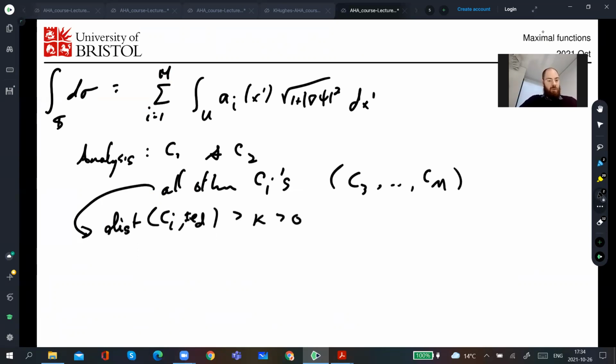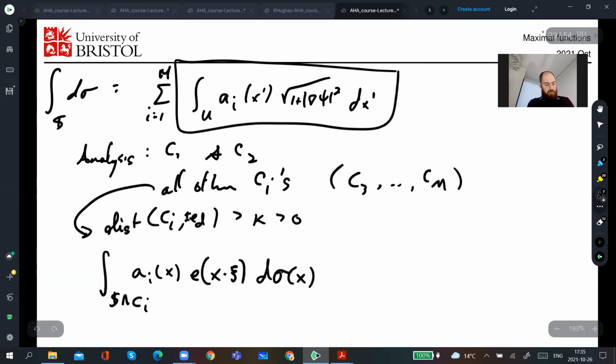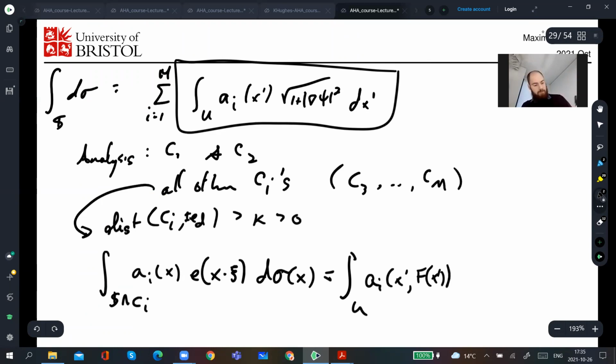And the point here is that when you look at the surface measure integrated, I look at the integral over S intersected with the cap CI of AI giving my partition, and I have E of X dot C, D sigma of X. And then this becomes the integral over U AI X prime F of X prime, the square root of 1 plus the gradient F squared, and then E of X dot C dx prime.